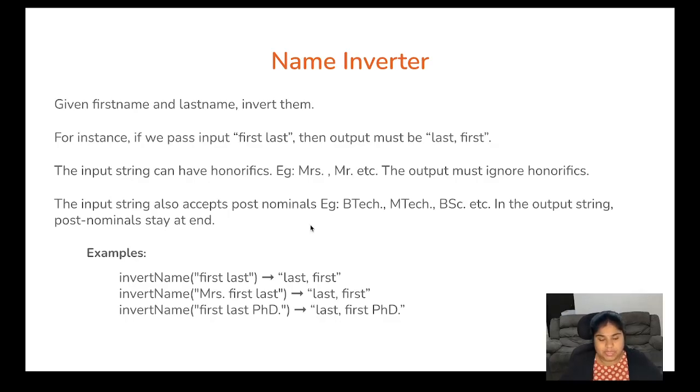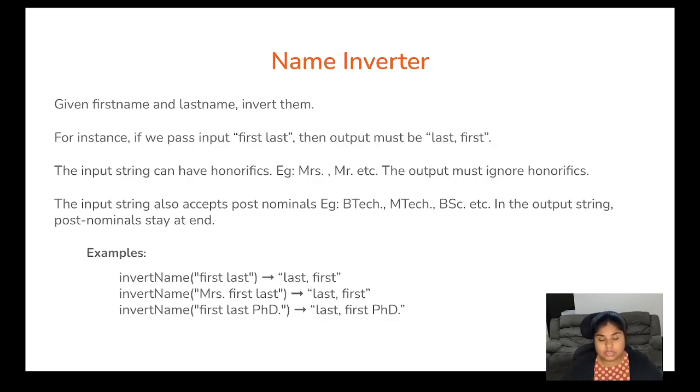Name inverter. As the name suggests, given first and last name, we just have to invert them. For example, if we pass input as first last, then the output must be last comma first. Similarly, if the input string has some honorifics, which are nothing but the salutations that we give, like Mr., Mrs., Miss, etc., the output must ignore the honorifics. As you can see in the second example, though it is given as Mrs. first last, the output ignores the honorific and simply says last comma first.